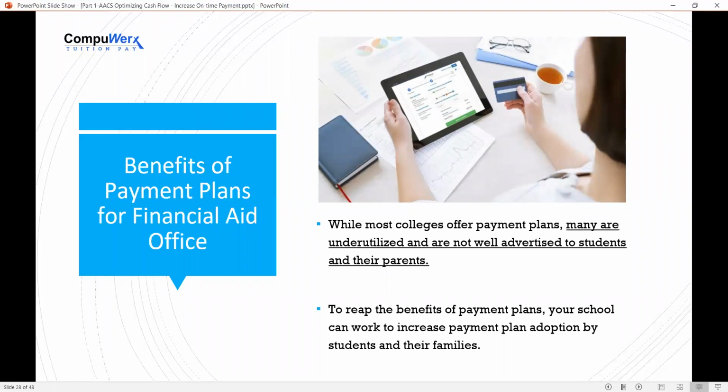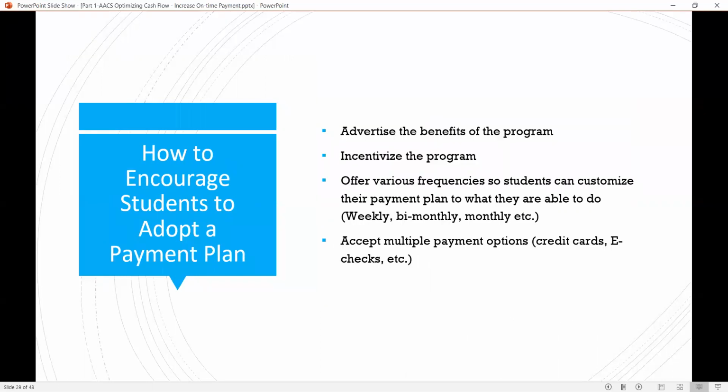Even though most colleges offer payment plans, many of them underutilize them or don't advertise them well to their students. To reap the benefit of payment plans, your school has to work to increase payment plan adoption by your students. All right, so how could you encourage your students to adopt a payment plan?